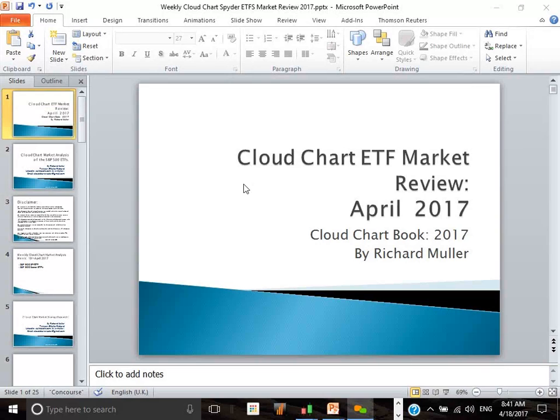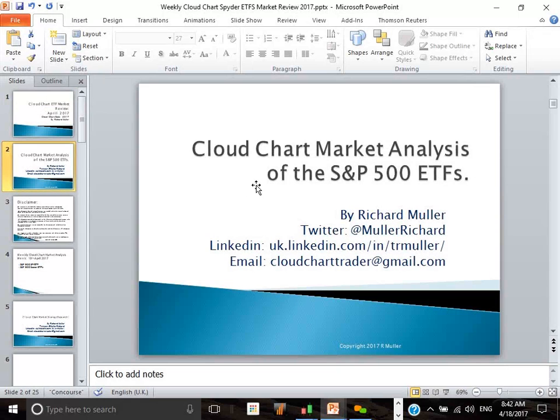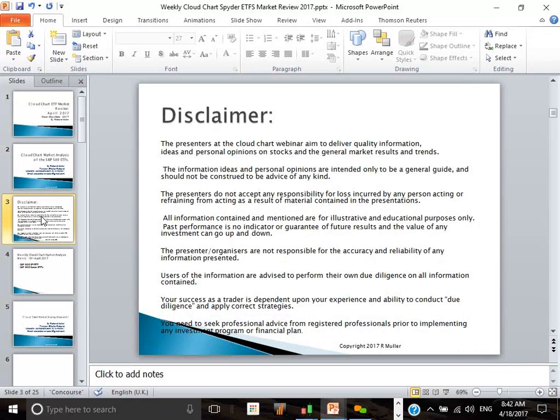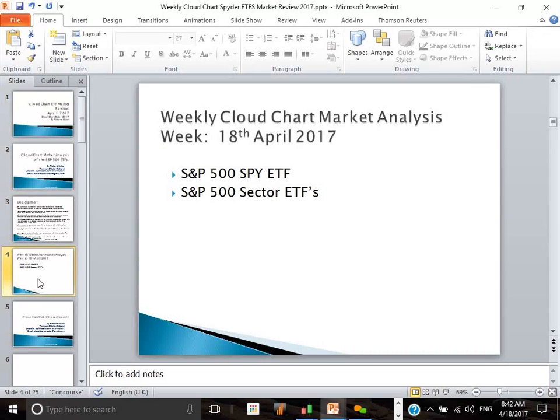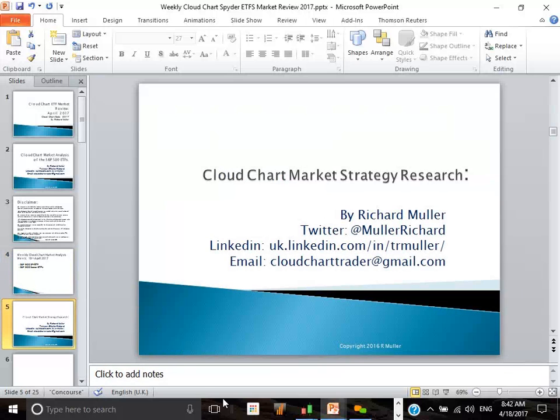Good morning, everybody. It's Tuesday, the 18th of April, and today I'd like to do the Cloud Chart ETF market review. We're going to look at the S&P 500 ETF, SPDR, as well as the ETF subsectors. There's the usual disclaimer. So we're going to look at the Ichimoku cloud charts of these instruments, as well as the sector rotation that is taking place within these indices.